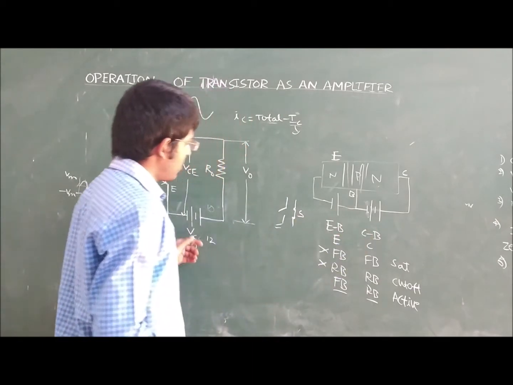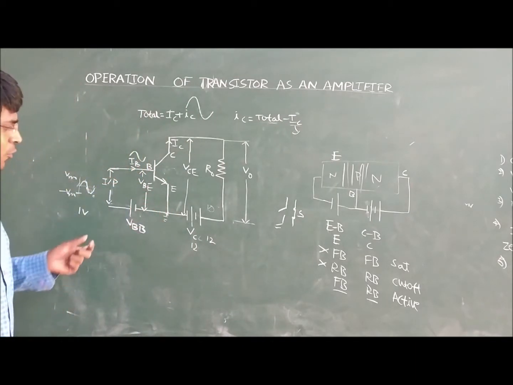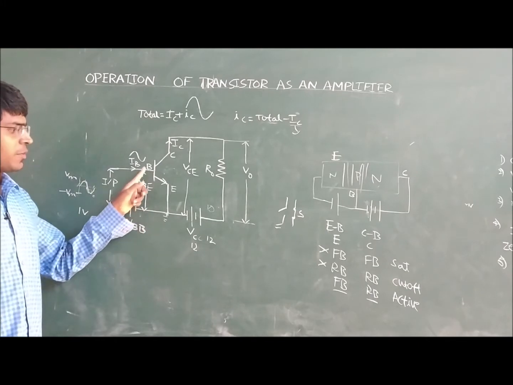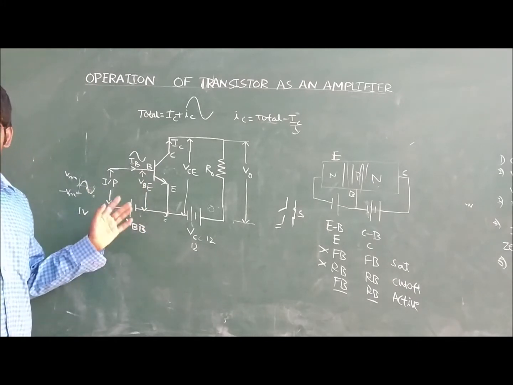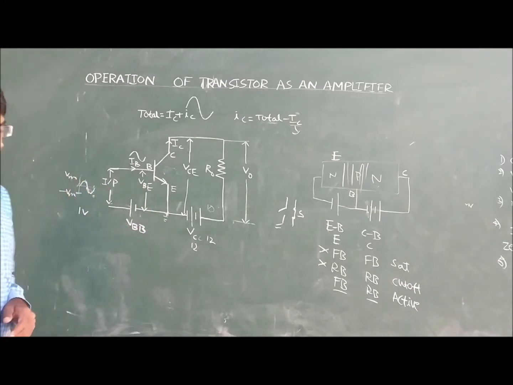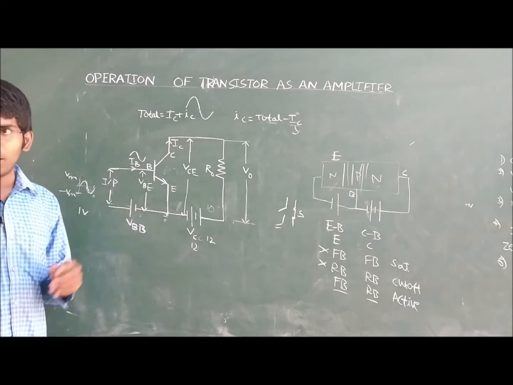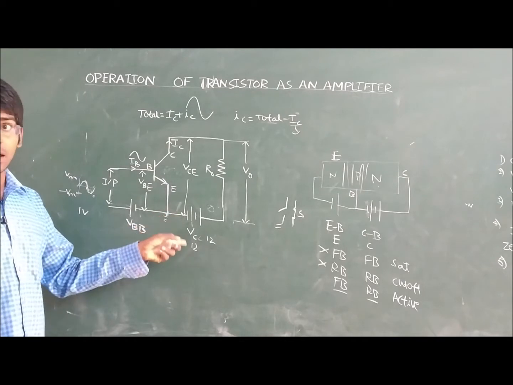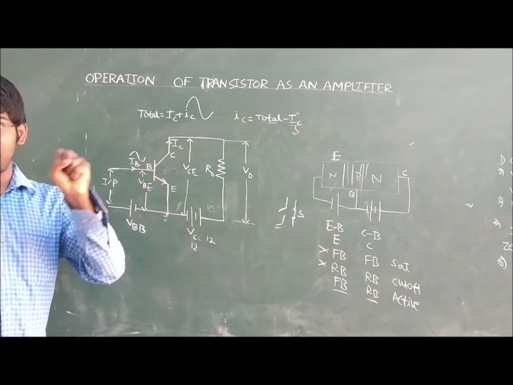In order to make the emitter junction forward biased, we are connecting a battery VBB. This battery is connected between the base and emitter terminals, that's why we are calling this battery VBB. But it is also connected to the emitter terminal, so why are we not calling this battery VEE? Because here this transistor is connected in the common emitter configuration.